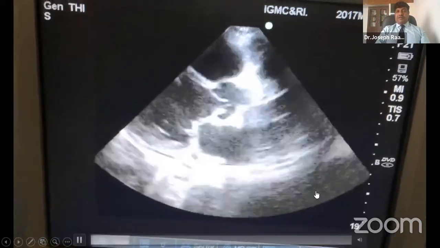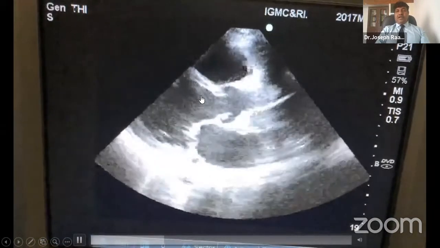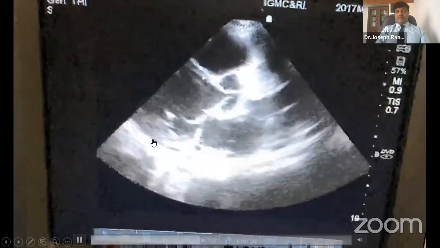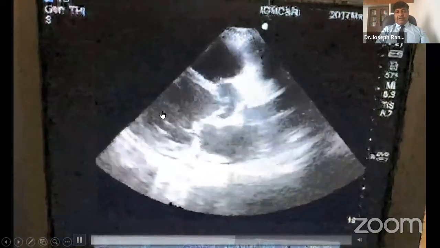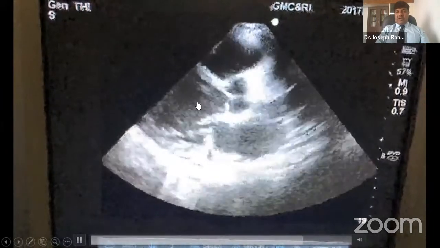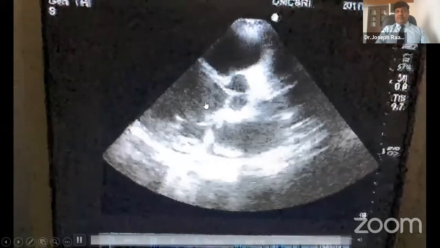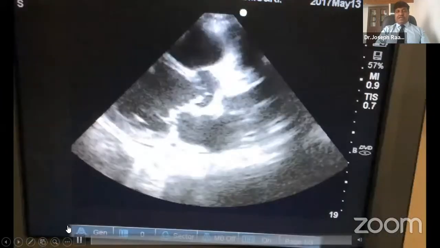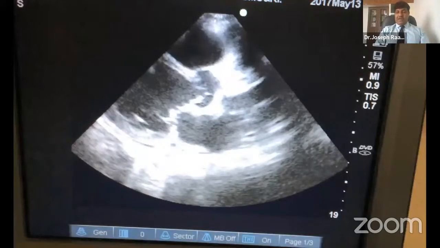Look at the third one. There is hardly any movement. There is no change in the dimensions of the chamber, the mitral valve is not moving at all, and there is no thickness change. So if you see this type of image, you will be very sure that this patient has got a very poor LV, and you can plan your anesthetic technique accordingly.